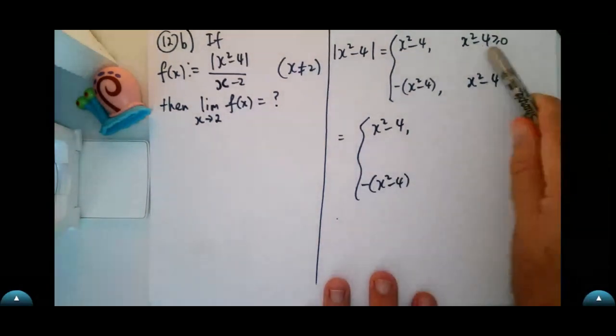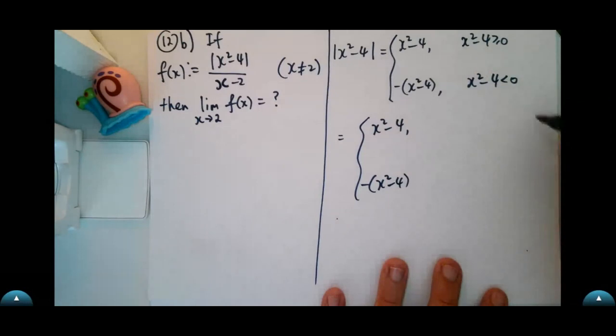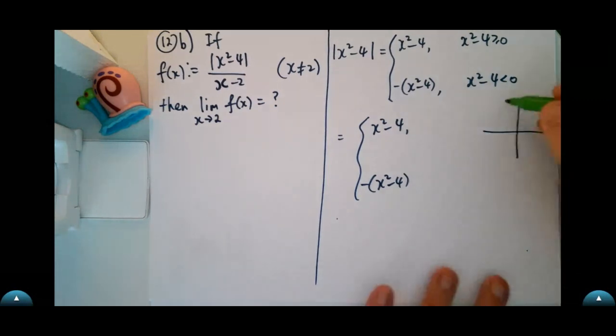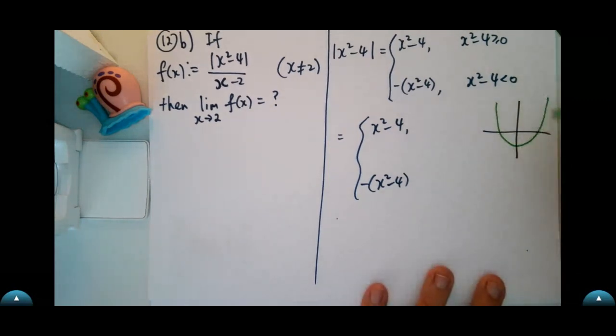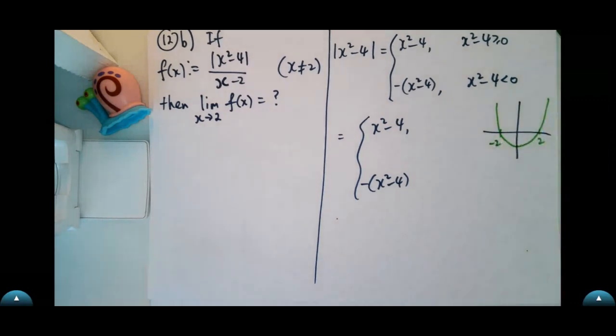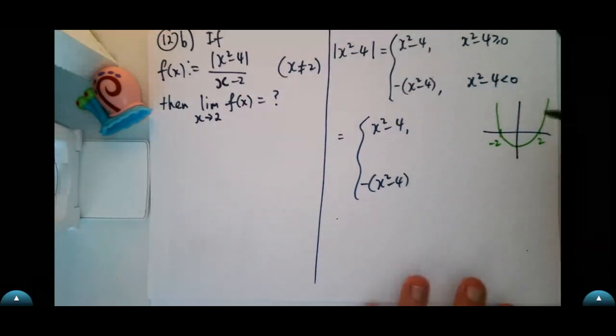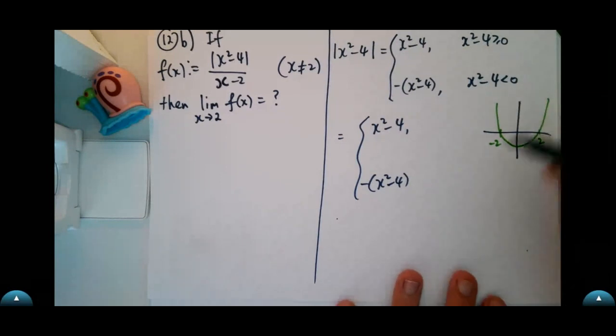Okay, so where can we solve x squared minus 4 is greater than or equal to 0? So let me draw a quick sketch here. Now, you don't have to do all of this, of course, but I'm just trying to explain it at the same time. Okay, so this green curve is the graph of x squared minus 4, right? And so there it is.